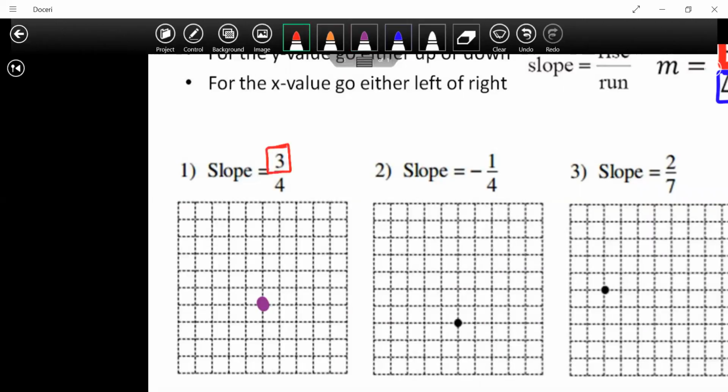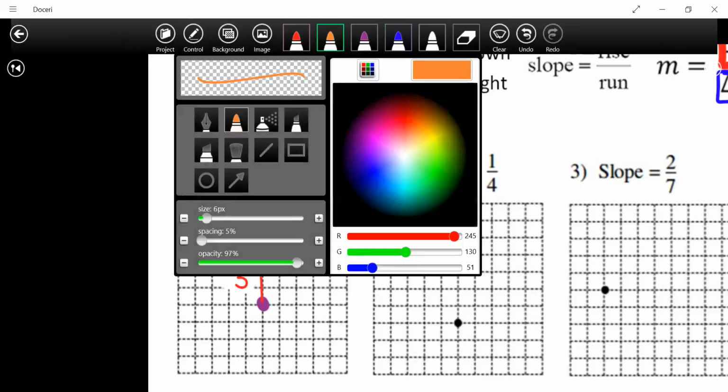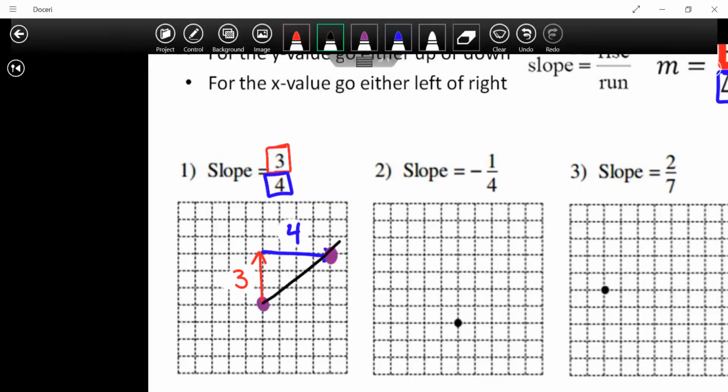The 3 on top tells me I'm going to go up 3 there. That's going to make this clear. So I'm going to rise up 3. And then I'm also going to go over how many. The 4 on the bottom tells me I'm going to go to the right by 4. That is going to be my new point. And I'm going to go ahead and graph it by connecting the line.